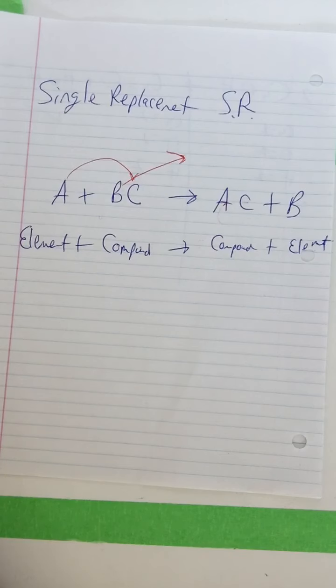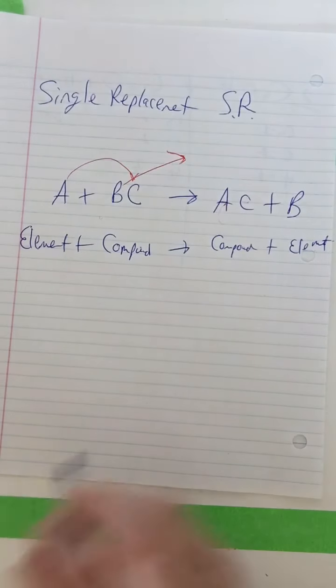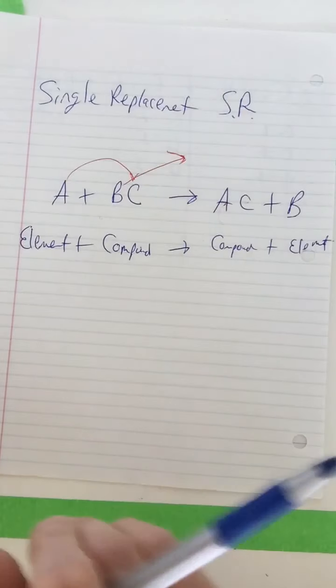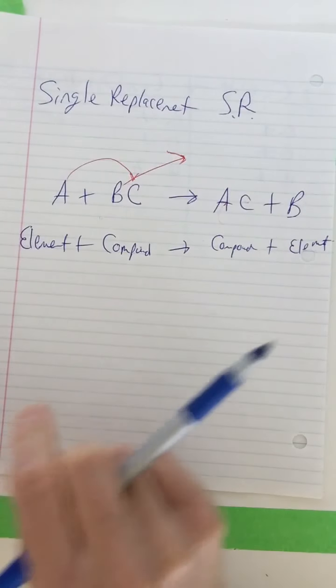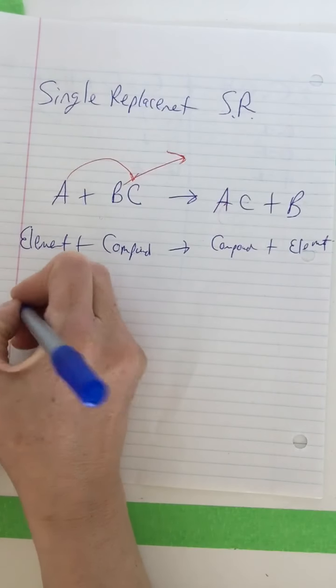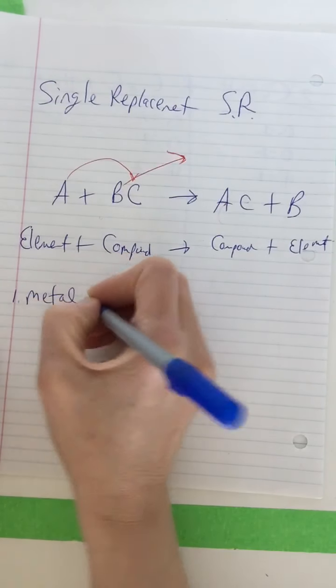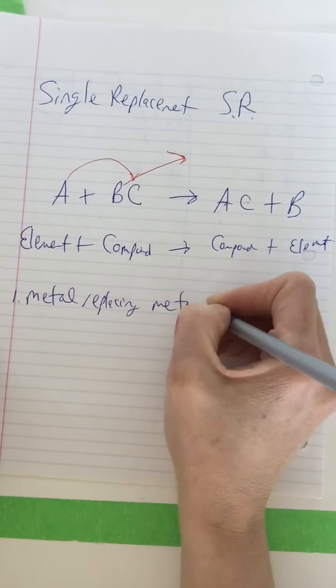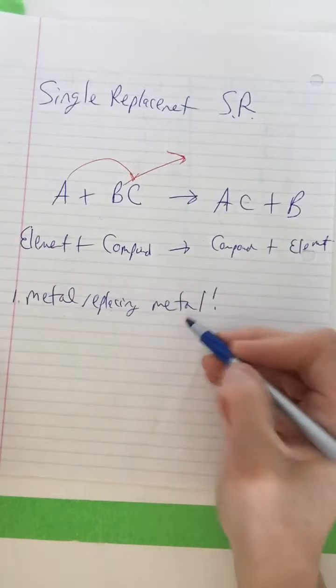So that's here in the slide. So we're going to look at an example. Okay? I'm going to show you an example here. So what we have here, it's metal replaces the metal. And that is something you're going to have to get used to. The kids mix this up a little bit. Okay? So the first type, we have the metal replacing the metal. Okay, the metal is replacing the metal.